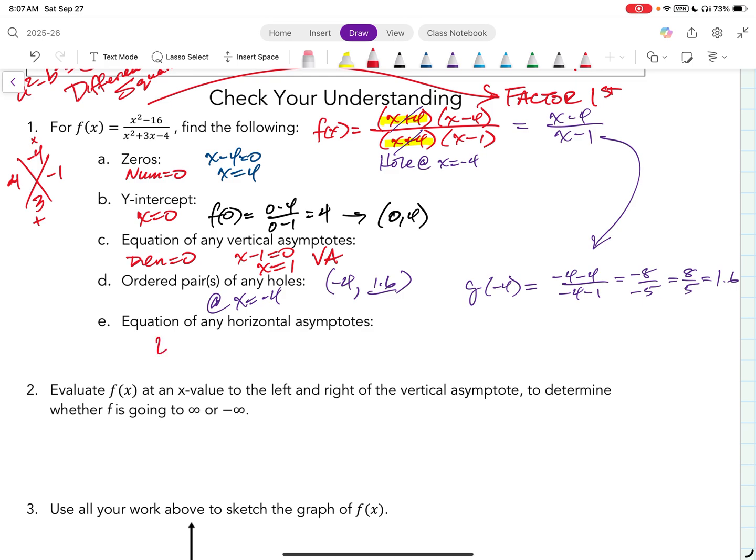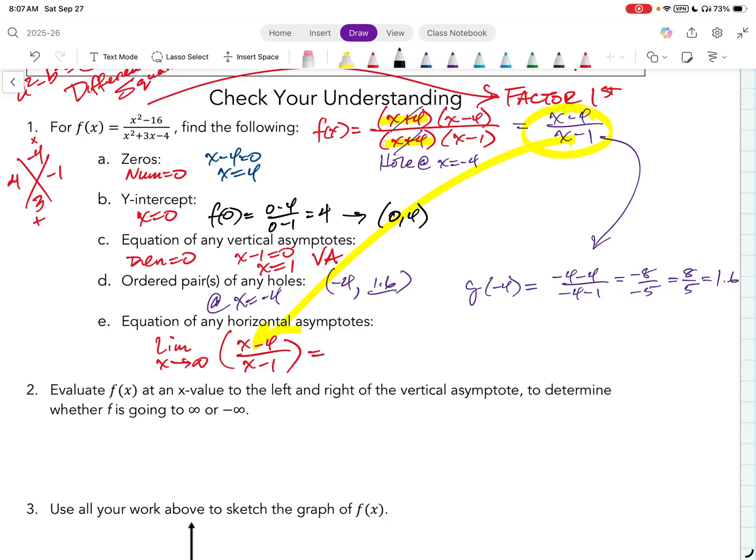And then, are there any horizontal asymptotes? Well, that's a limit to infinity. So we take a limit of the function of the simplified one now. So I'm talking about this one. So let's bring it down in here. So we're going to take the limit of x minus 4 divided by x minus 1.